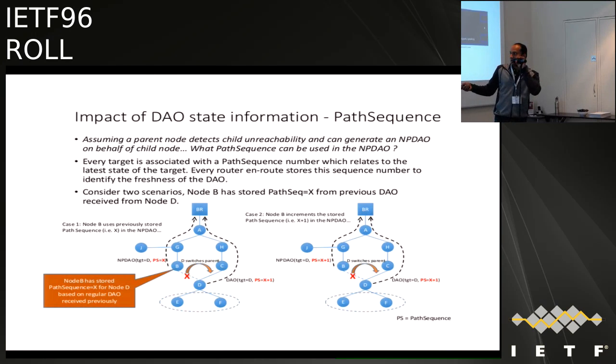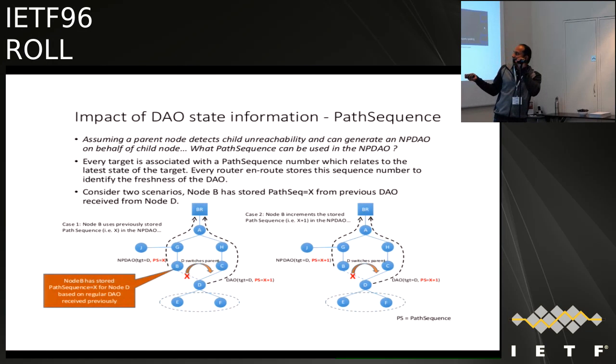In that case, B from its previous DAO messaging will have the path sequence number stored, which is X, let's say for example. So when node D switches from B to C, and when B detects the link failure here, there are two possibilities. One is to use the path sequence as it is, or to increment the path sequence and send it. If it uses the same path sequence, then G and A are going to drop the no-path DAO, because the sequence number is less than or equal to the stored one, so it gets dropped.